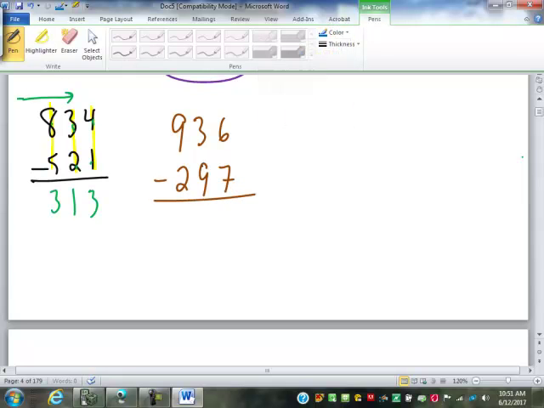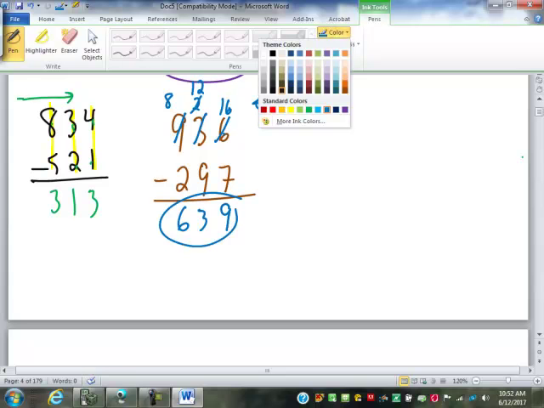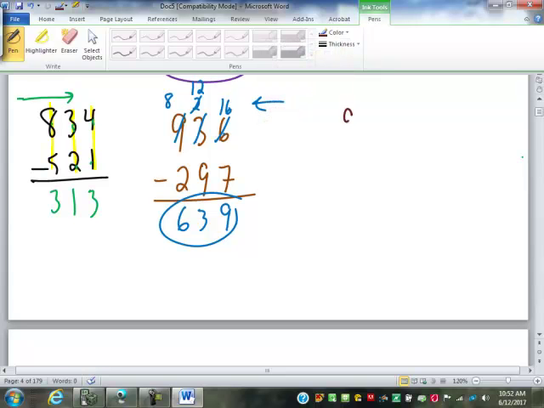We start on the right and work our way back to the left because 6 minus 7 can't be done. So what do we have to do? Borrow from the 3, that'll become a 2, and this becomes a 16. 16 minus 7 is 9. 2 minus 9 can't be done. So what do we have to do? Borrow from the 9, that'll be an 8, and this is now a 12. 12 minus 9? 3. 8 minus 2? 6. We have 639.